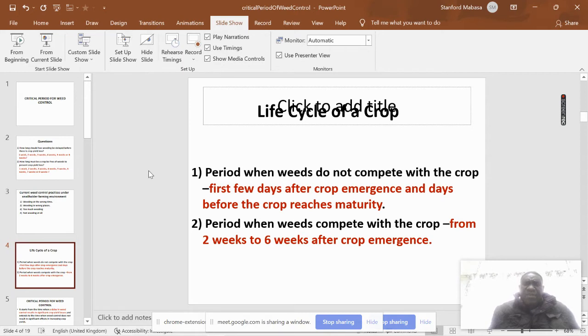Then there's a period when weeds actually compete with the crop. This period can stretch from 2 weeks to 6 weeks after crop emergence. And during this period, it is really necessary to remove weeds.